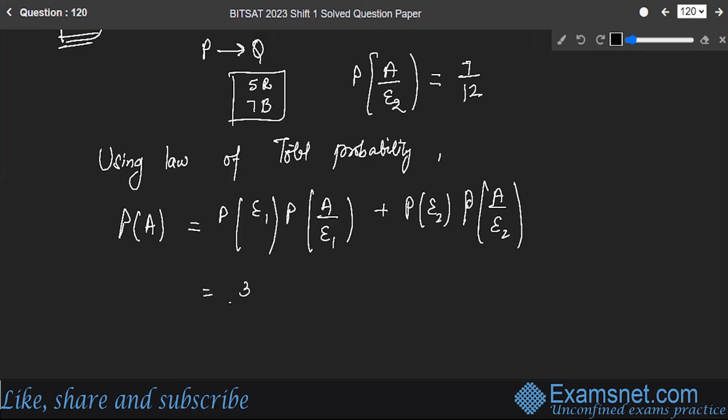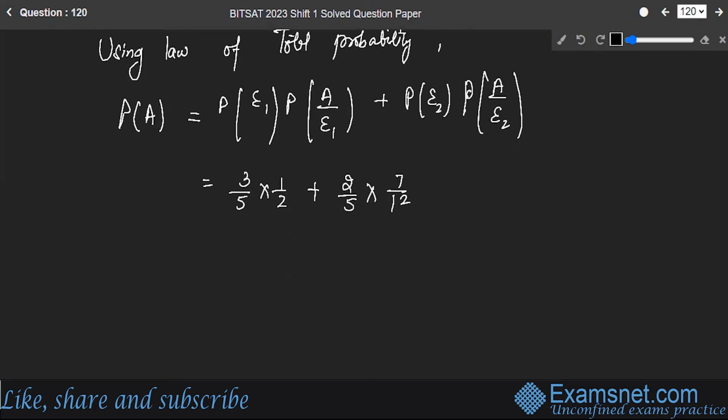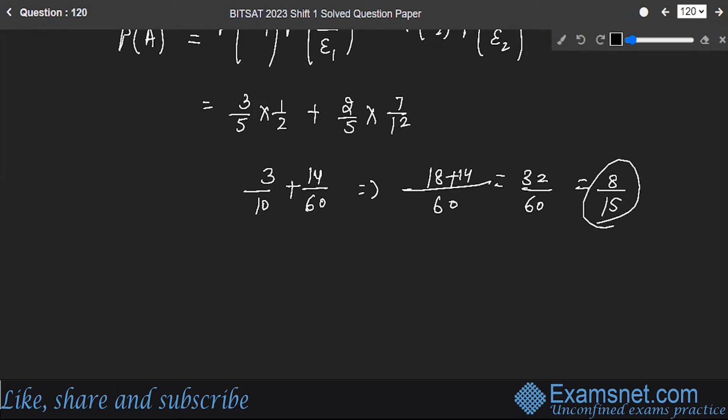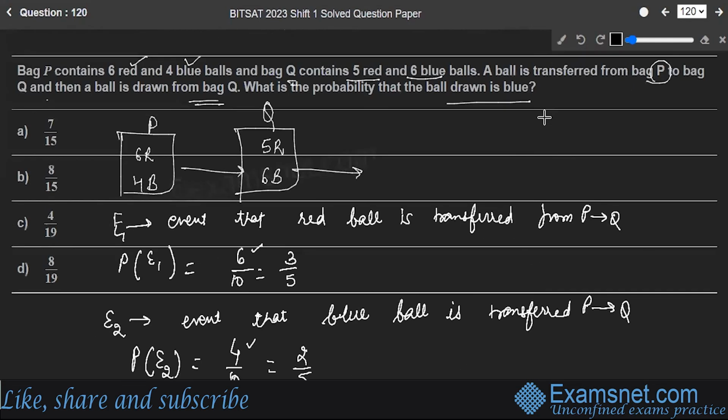Let's fill in the values. This is 3 by 5 multiply 1 by 2 plus 2 by 5 multiply 7 by 12. This will give you 3 by 10 plus 14 by 60, or you will have 18 plus 14, that is 32 upon 60. So here it will be 8 upon 15. This is the answer to the question, 8 upon 15, and you have option B as the right answer.